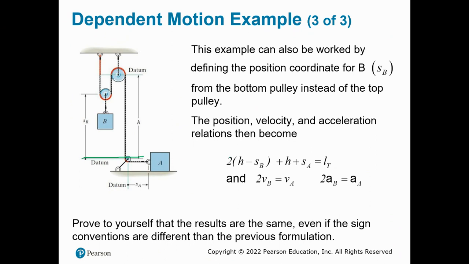If I'm using the bottom as my reference point, essentially it's the same thing, but we are writing the equation slightly differently. So 2 times h minus SB. If I set SB from here to the datum, the bottom instead of the top, then on the previous slide we defined over here as your SB, but now SB is down here at the bottom. Still, when I'm writing my equation, it's two of this green portion. How do I get that green portion? That green portion is going to be H minus SB, and I have two of them. So it's 2 parentheses H minus SB, and then plus the H plus another SA equals LB.